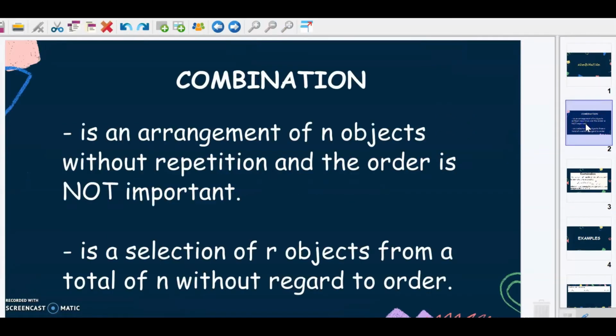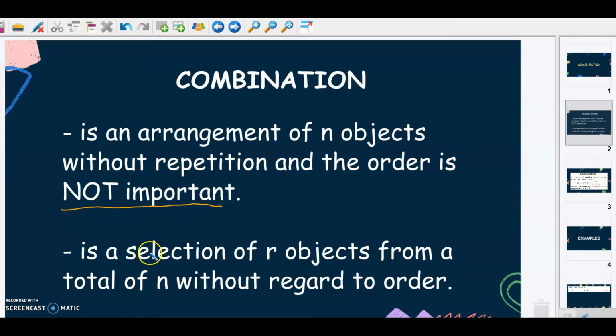So combination, we define combination as the arrangement of n objects without repetition and the order is not important. Okay, so we give emphasis on the order is not important. Unlike in the permutation wherein we consider the ordering or the position of the objects that we are arranging, here in combination, order is not important.